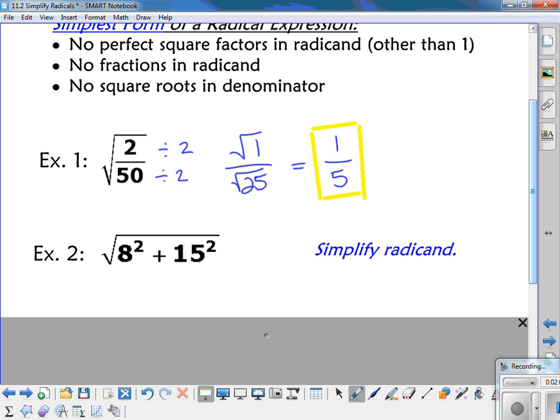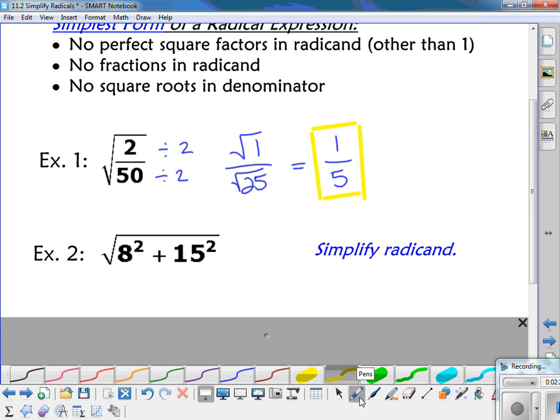The square root of 8 squared plus 15 squared. So I can't just do 8 plus 15 because it won't come out to 23. The answer is not going to be 23. You have to first simplify what's under there. Treat the radical as a grouping symbol. So we do grouping symbols, exponents, and then so on.